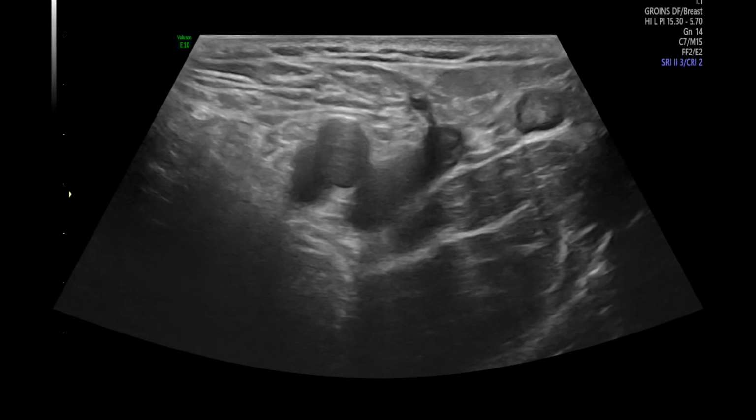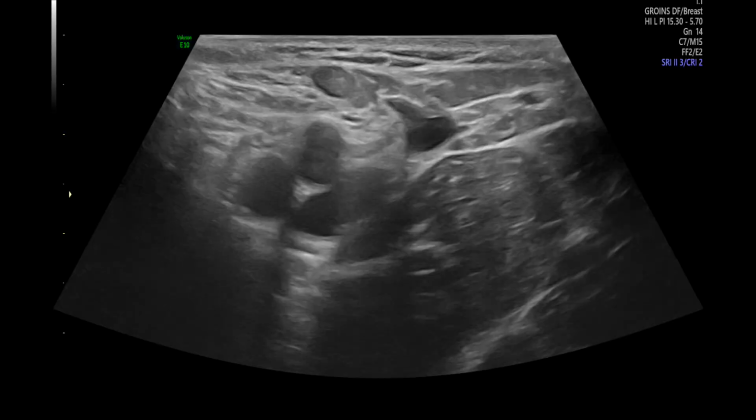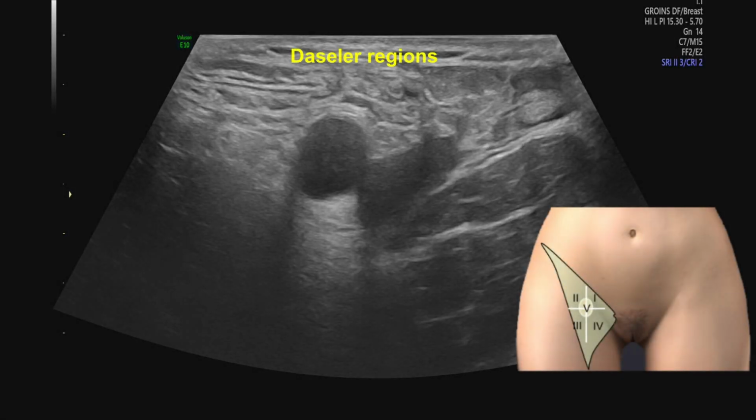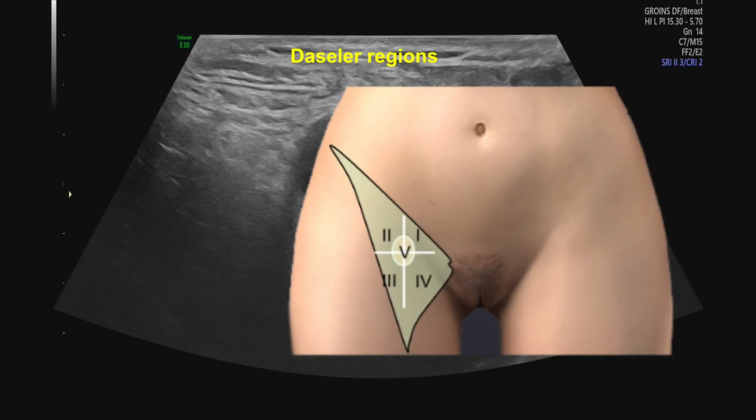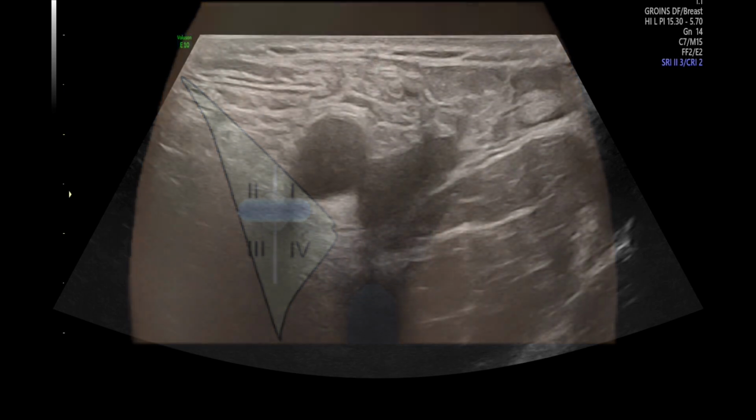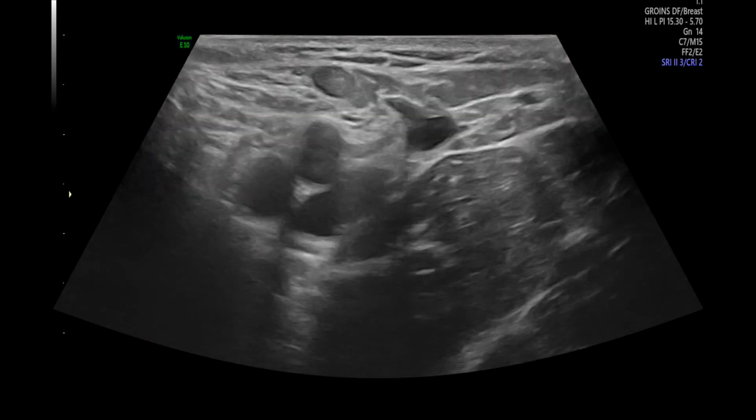To divide the inguinal-femoral lymph nodes according to the decilar regions, two perpendicular lines are drawn at the level of the saphenofemoral junction. In this case, normal lymph nodes are visualized.